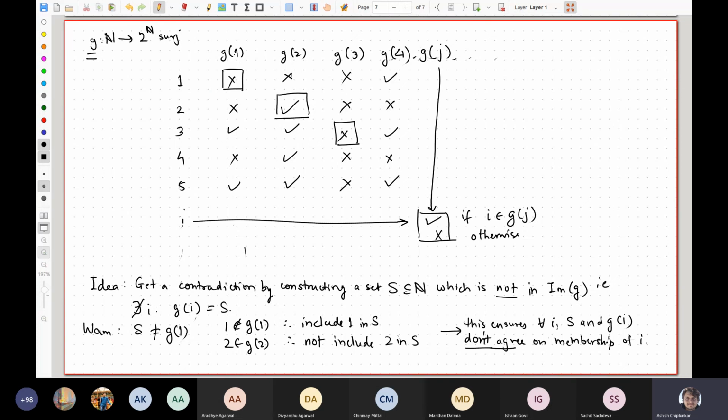What do you mean by that? So it means that exactly one of them contains the element I and the other does not contain element I. Okay, so therefore this implies that S is not equal to Gi for all I.